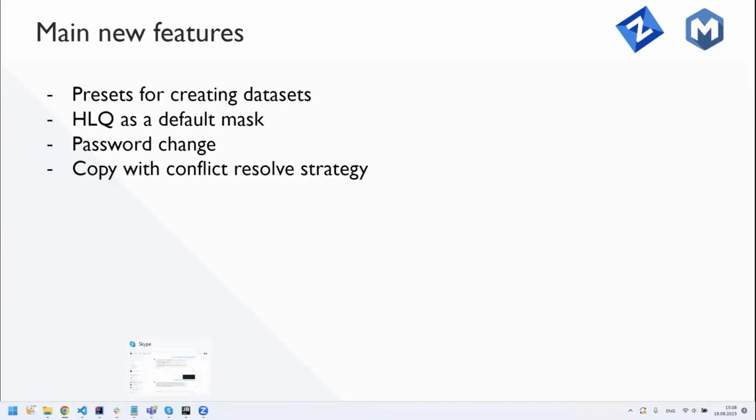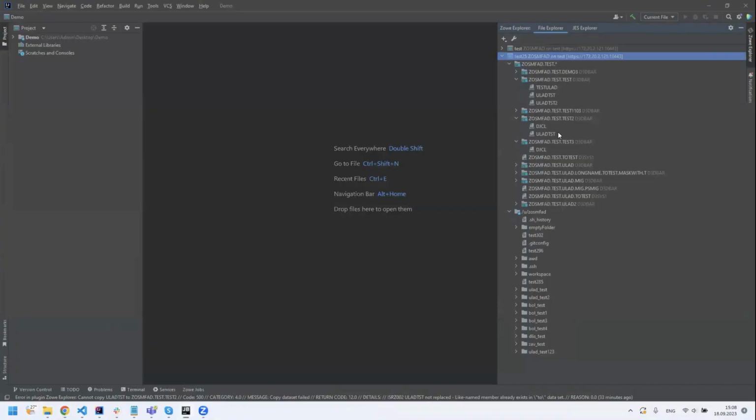Yeah, it's copy with conflict resolve strategy. It's the biggest feature we've introduced since this version. So in here I have some data sets with members inside. This feature works both for datasets, members, USS files, and folders. So I'm going to present this feature on members inside of different datasets.